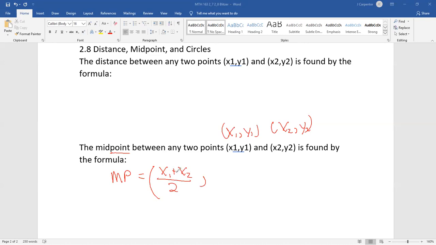Again, it's literally just an average. Add the 2 values and divide by the number of values. The y's are going to look almost identical. y1 plus y2 divided by 2. That's an ugly 2 in the bottom.